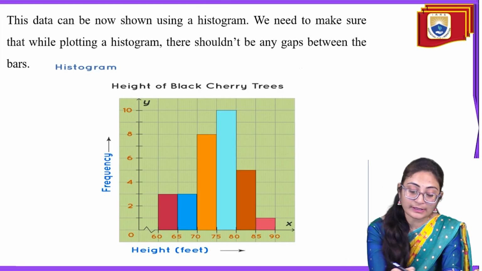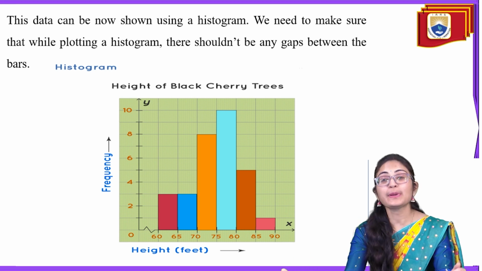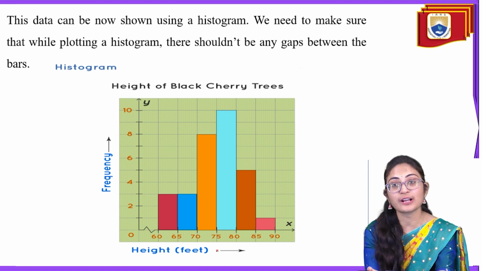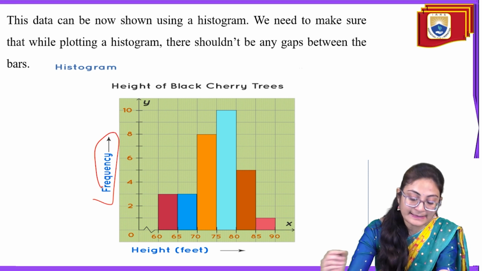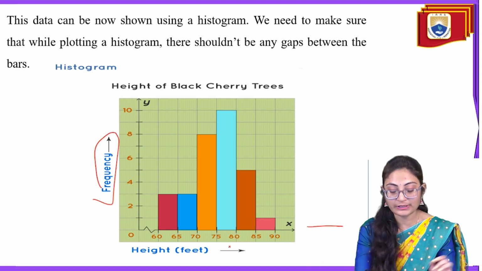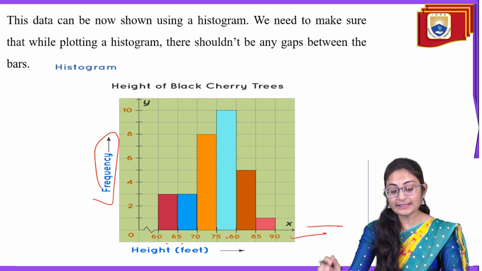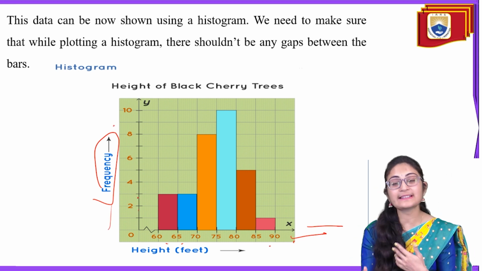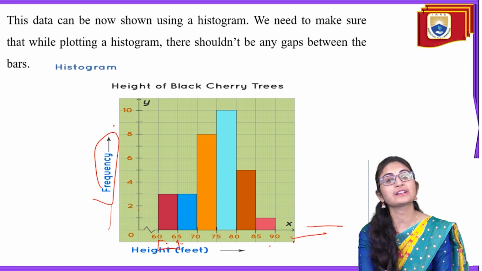Now how will we plot? The data can now be shown using a histogram. We need to make sure that while plotting a histogram there should not be any gaps between the bars. Whenever you draw your histogram, there should not be a gap between the bars. The y-axis is showing the frequency and the x-axis is showing the height. We have taken the scale as 60, 65, 70, 75, 80, 85 and 90, and the frequency is how many trees are available. For example, in the range 60 to 65, there are 3 trees.